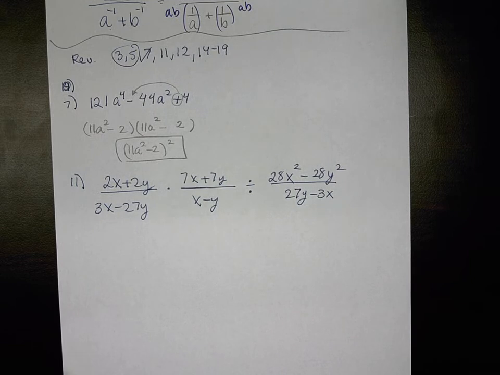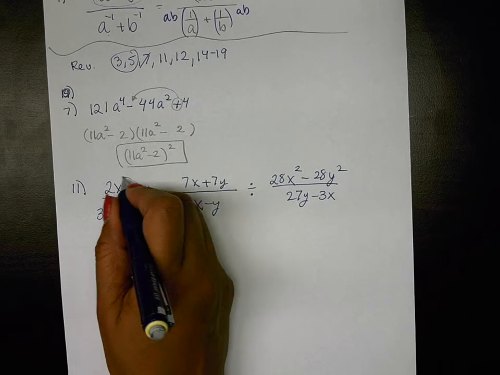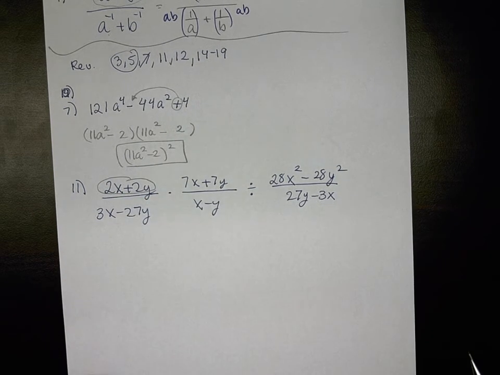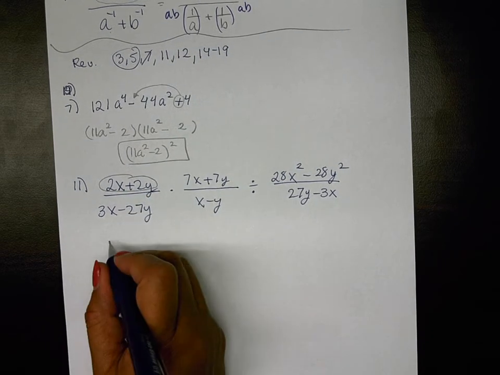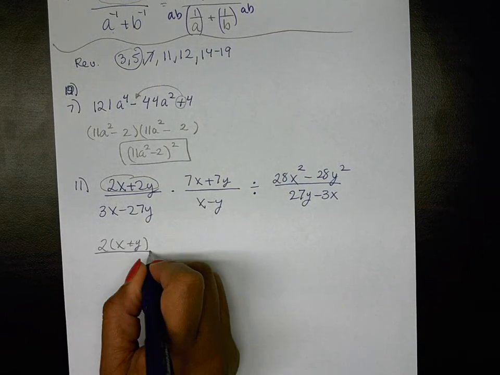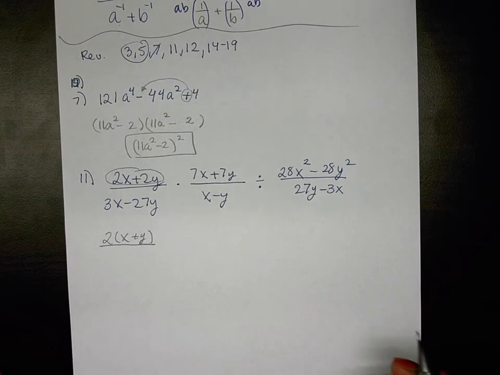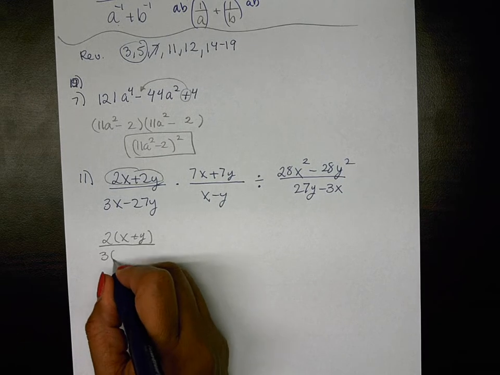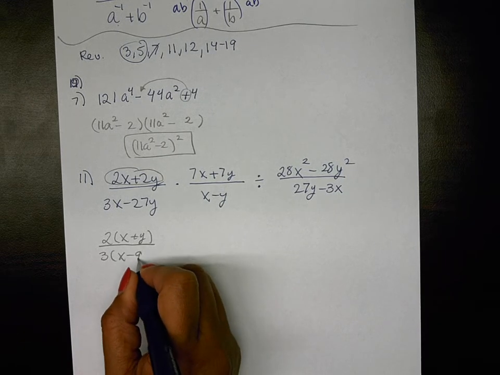Okay, what kind of factoring does this one here require? GCF, good. Of 2, and then you have x plus y. How about the denominator? Also GCF, 3, and then x minus 9y.